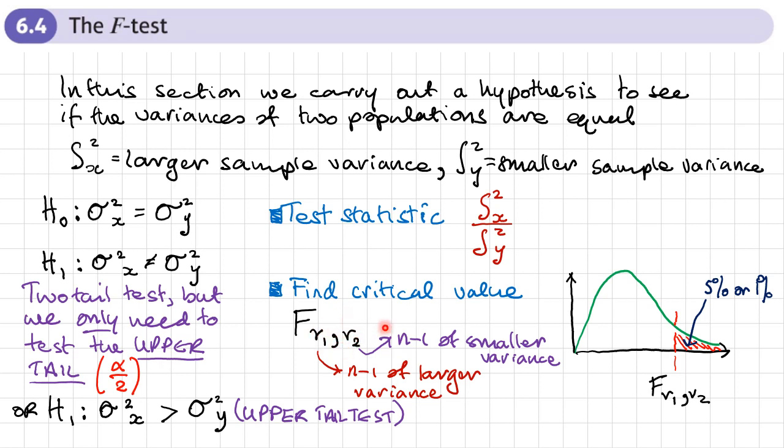Once we've found our critical value, we can decide whether our test statistic is not in the critical region, so it may be somewhere over here, or is in the critical region. At that point we can say whether we're going to accept or reject H0, and then come up with a conclusion about the population variances: whether there's evidence to suggest the population variances are the same or not equal to each other, or the population variance of one is greater than the other.